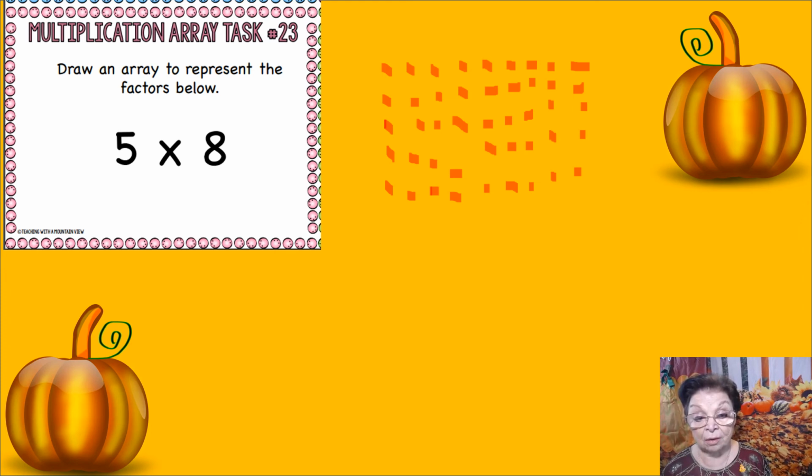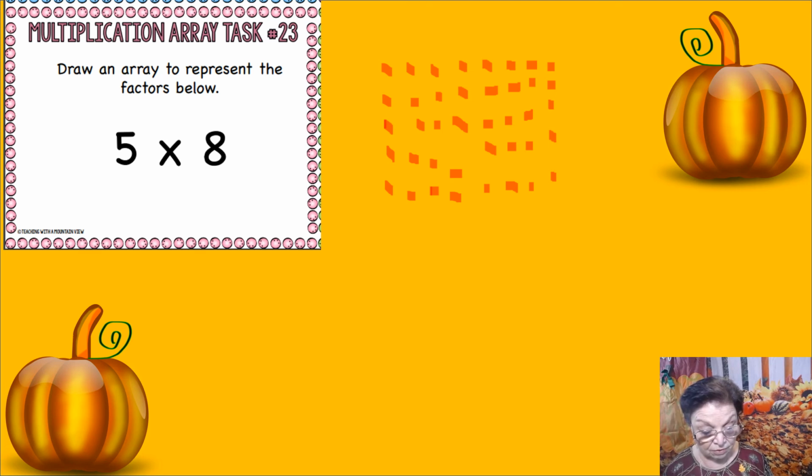Okay, now we can add up the rows. So we can go 1, 2, 3, 4, 5, 6, 7. Wait a minute. Oops. Mrs. Lansford made an extra row. Well, that's easy to fix. That's why God created erasers, isn't it? Okay, here we go. We can add up the rows.